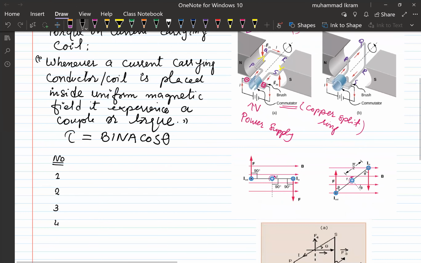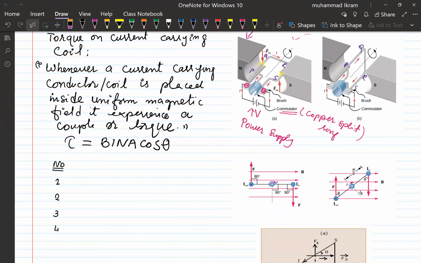Now let's see whether they are contributing to the force, whether they can create the force, and what will be the magnitude of that force. The sides of the coil: we want to see whether each contributes to the force, and if yes, how. This is the force on a current carrying conductor inside a uniform magnetic field. You will see here.